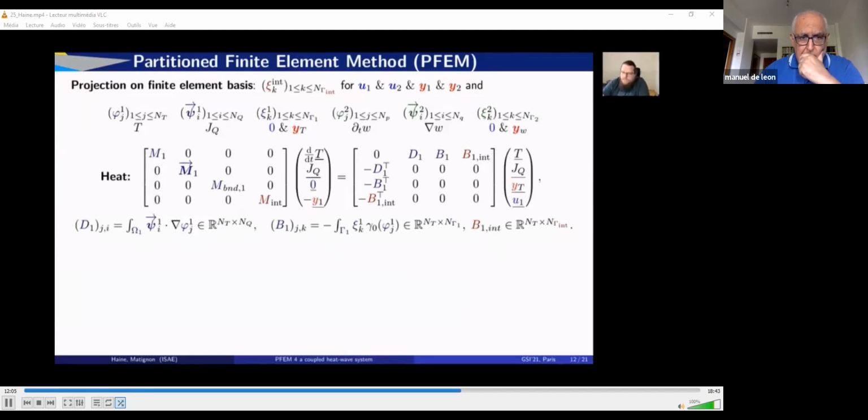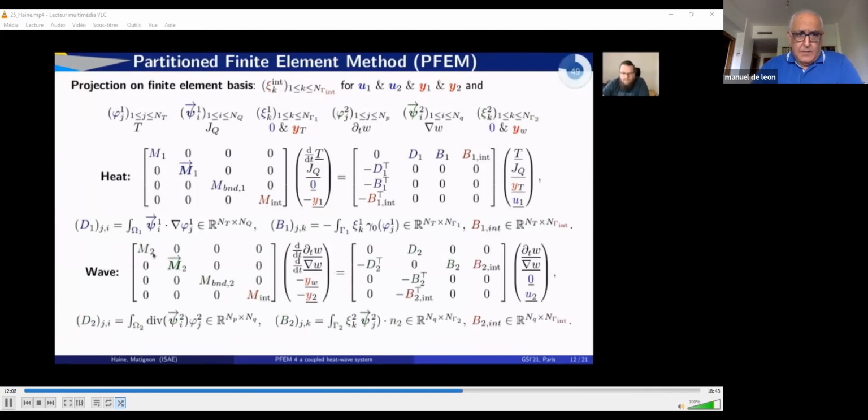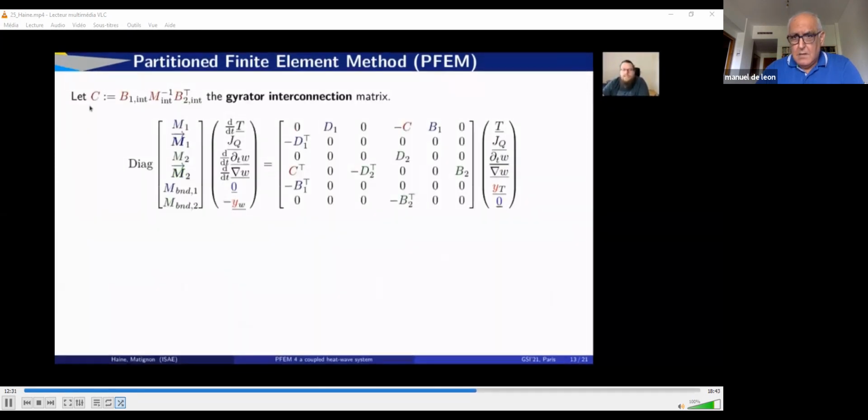For the wave equation, we also do the same. We obtain again on the left-hand side block diagonal mass matrices. We obtain again a skew-symmetric sparse matrix on the right-hand side. And of course, for the Girard operator, we only obtain this simple equality. Now defining this matrix C as a Girard interconnection matrix, we can rewrite everything with this big block.